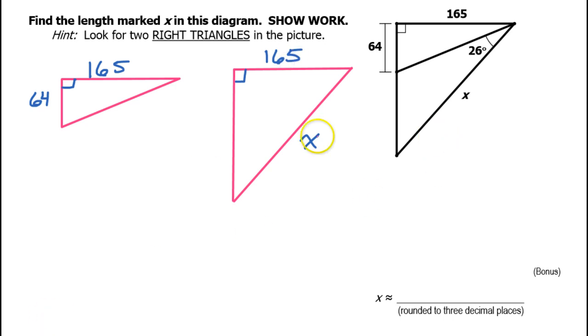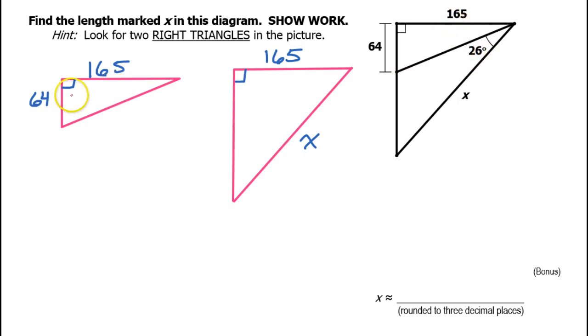Now our goal is to find x, but right now there's not enough information. I only have one side, I have no angle. I either need to find the other side or I need to find one of the angles in this triangle. So at a glance, I don't see any way to find the other side, but I think I can see a way to find the angle.